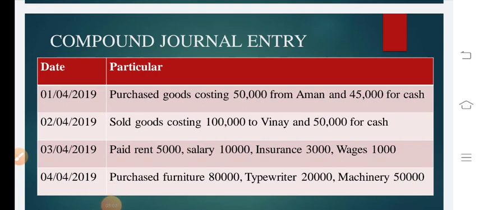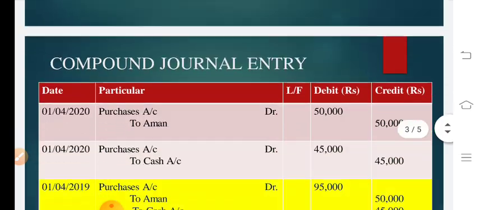Moving on to the second point. The second point is on 2nd of April: sold goods costing rupees 1 lakh to Vinay and 50,000 for cash. That means here we have sold goods for 1 lakh to Vinay and 50,000 for cash. Here also let's check our entry.